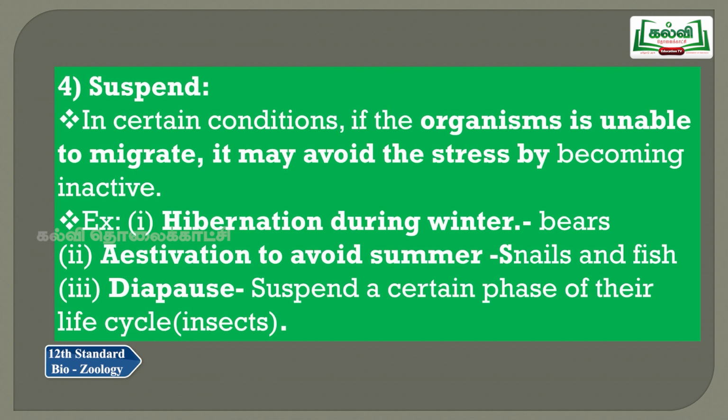And the third one is diapause, where organisms suspend their phases, for example insects, which will not come out of the cocoon, or will not germinate from their cells. That is called diapause. Even in plants we can see it in seeds, where they cannot germinate for some time. That is called the dormant stage of the seed, or it is called diapause. It is a suspension of their lifestyle for some time till favorable conditions come. That is called diapause.